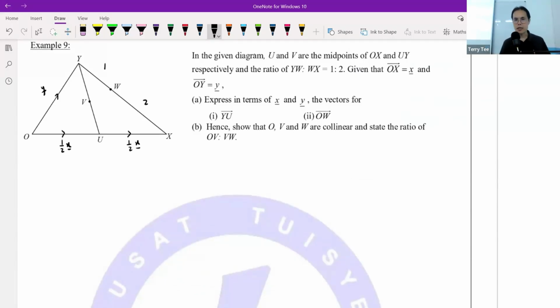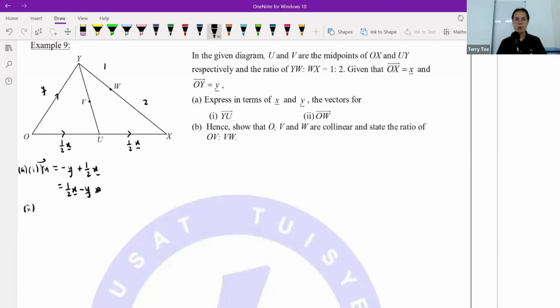Now, what we want to do is express in terms of X and Y, vector YU. So how do you go from Y to U? Y to U is Y to O to U. Y to O is negative Y. O to U is half X. Guys, I'm going this way. Minus Y plus half X. When you simplify this, for me, I'll write half X in front, minus Y at the back. But like I say, if you don't do that, it's fine.